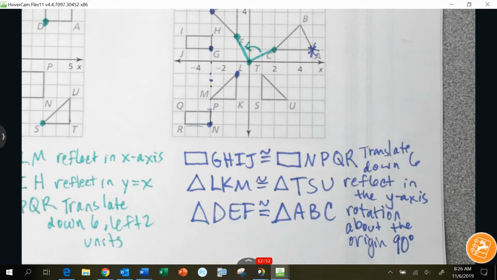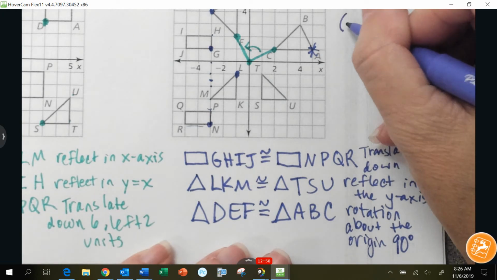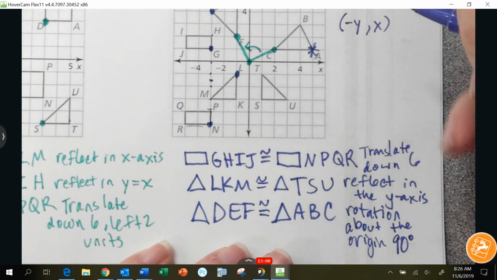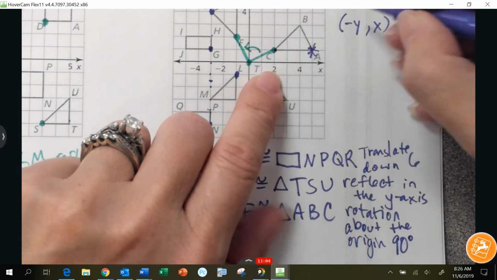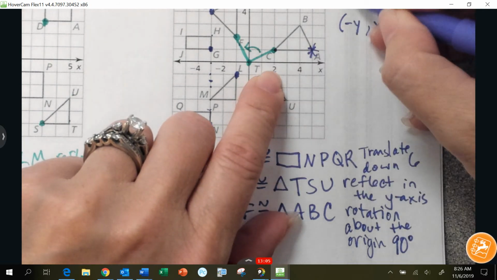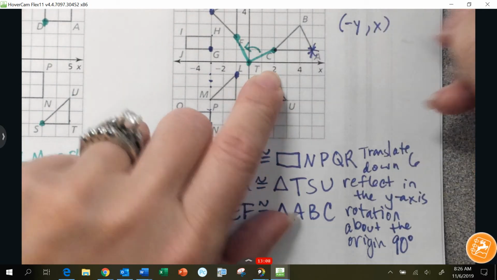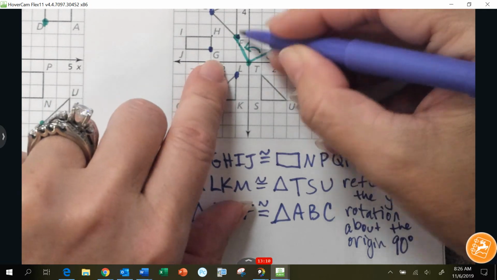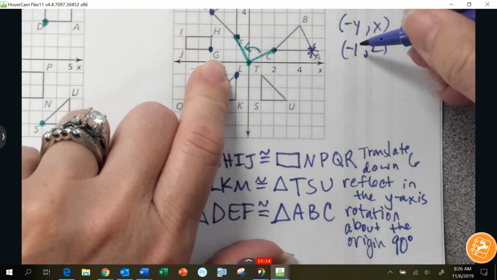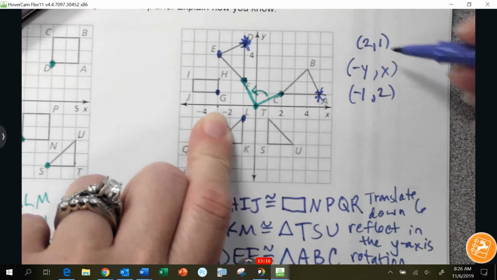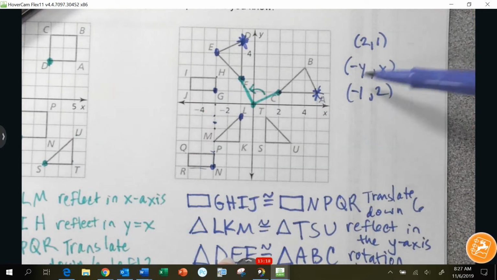Does anybody have their 90-degree rotation rule handy? What is it? Okay, so for 90 degrees, it's negative y, x. So if we start at 2, 1, and then we get to negative 1, 2, does that fulfill that? Oh, I'm sorry, I wasn't on that. Does that look like the formula there? Does that look like the rule?